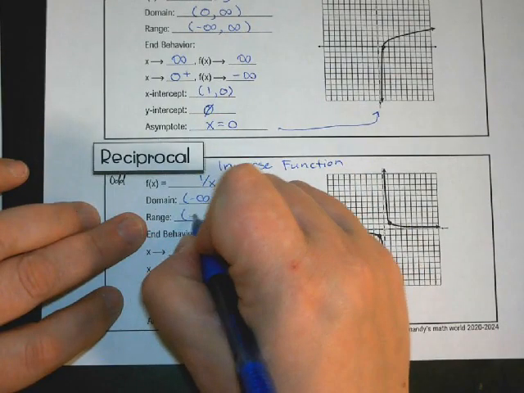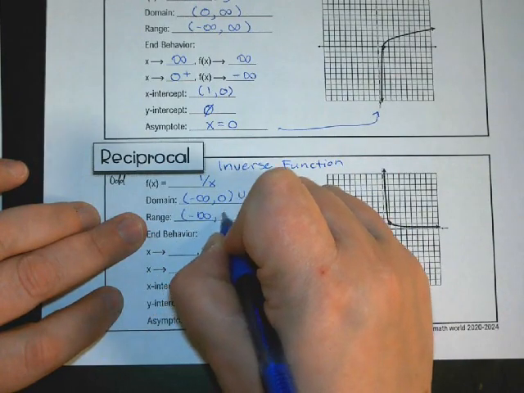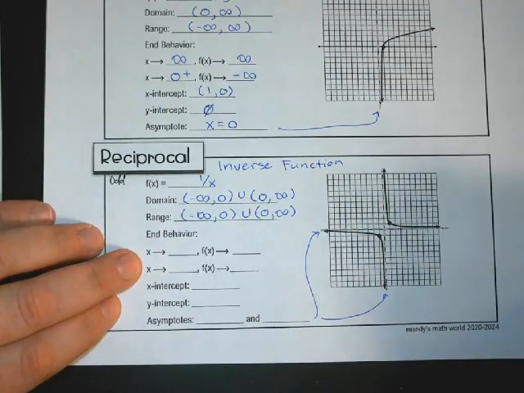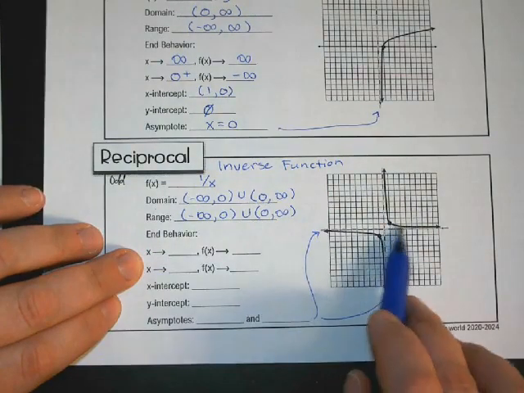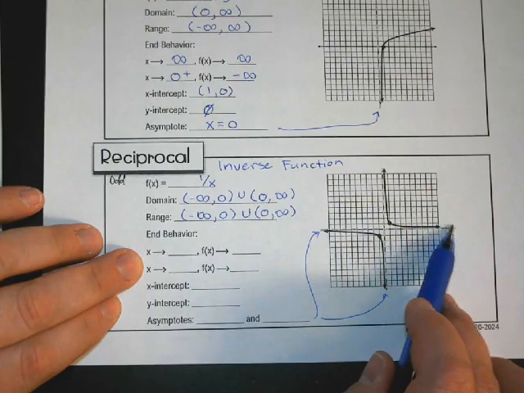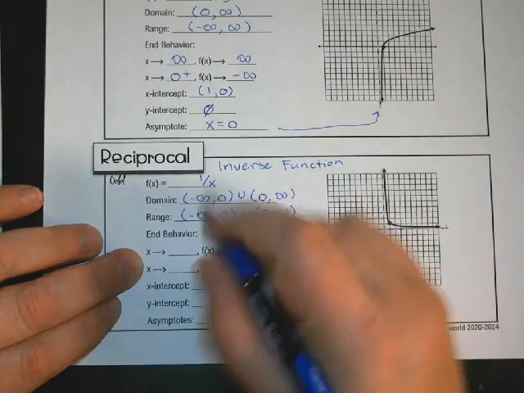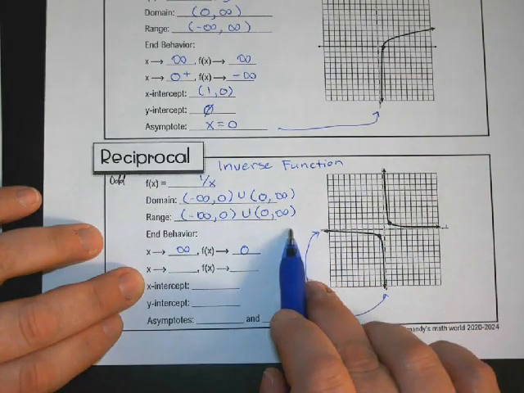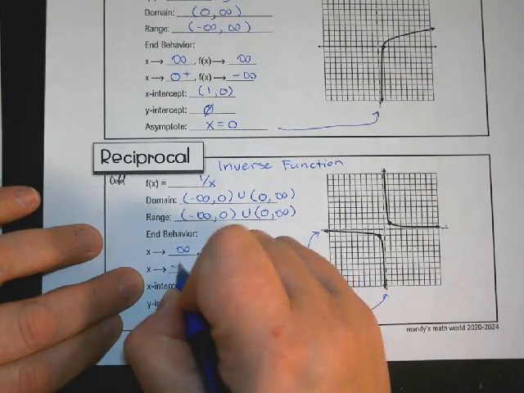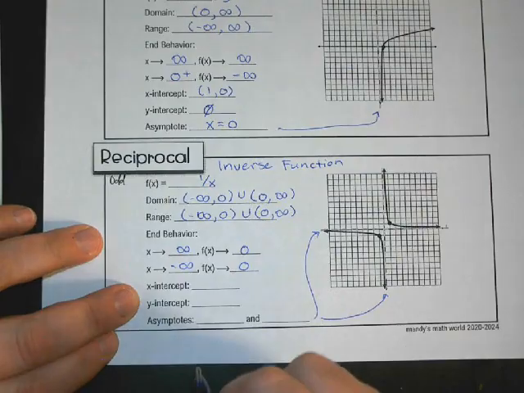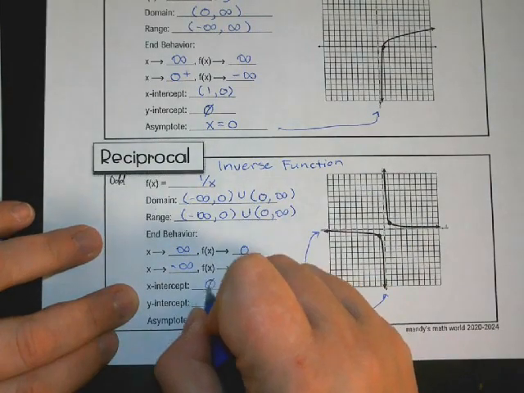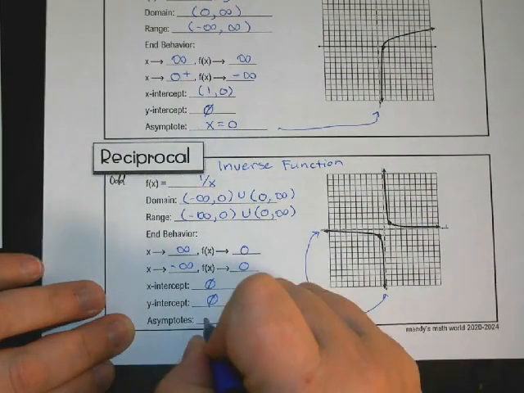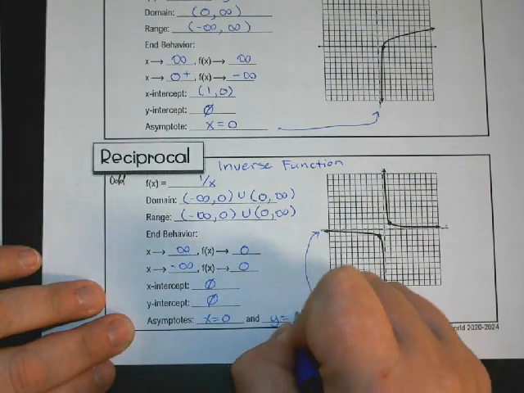And then I'm going to go ahead and do my range, which will look similar, actually identical. So as x approaches infinity, as I keep going off this way, my y value is going to get closer and closer to 0. In the same way, as I keep getting more and more negative, my y value is also going to approach 0. I never cross the x-axis, I never cross the y-axis, but I am going to have asymptotes at both x equals 0 and at y equals 0.